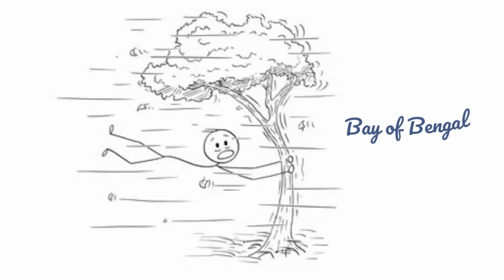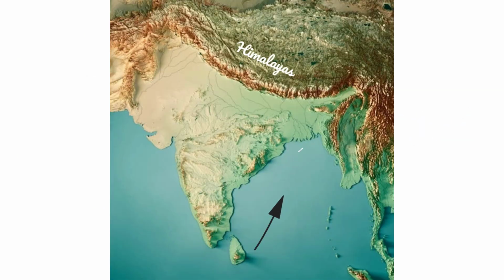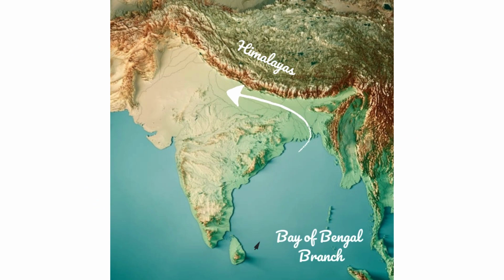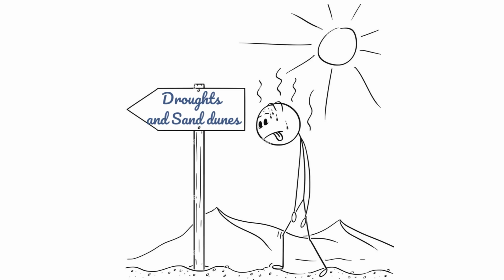The Bay of Bengal branch. The Bay of Bengal branch of the monsoon loses most of its moisture before reaching northwestern India. This also adds to the arid conditions of the region.